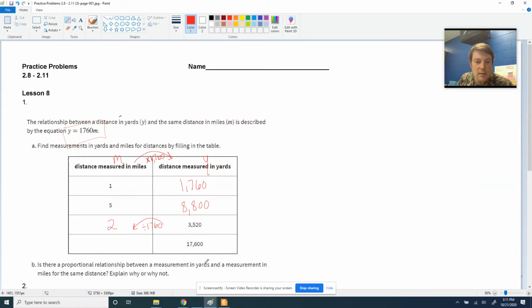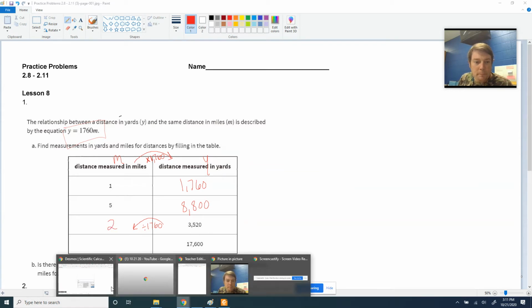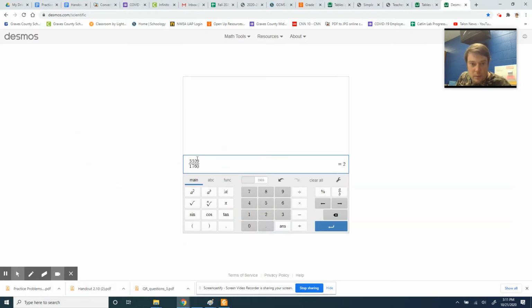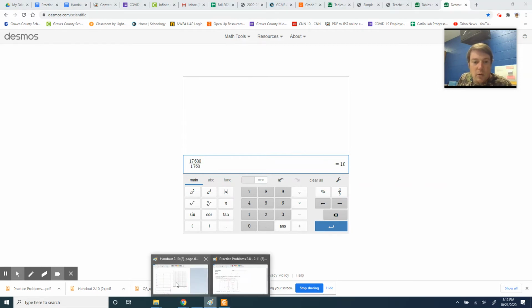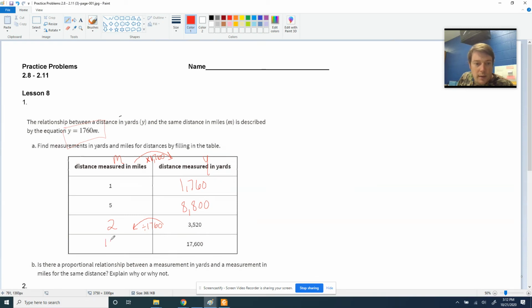And then this number, the 17,600, that one needs to get divided as well. So I'm just going to click there and replace it with 17,600. Now, that one should have been pretty obvious. I don't know why I typed that in. It's just an extra 0, so 10 is my divisor. So 10 is what's going to go on the table right here. And that fills out our first part for part A.